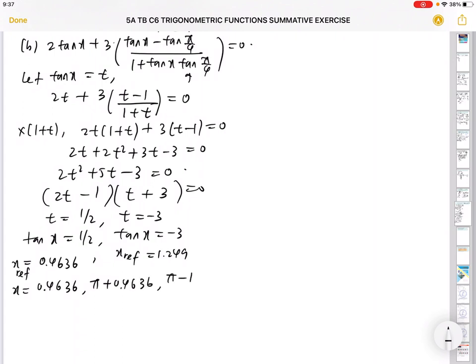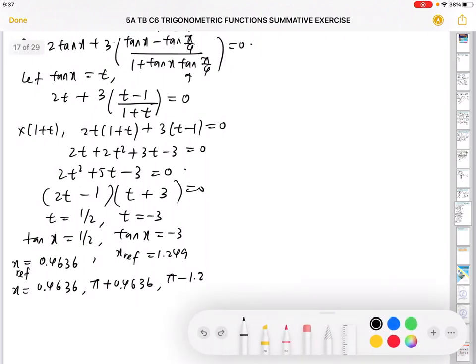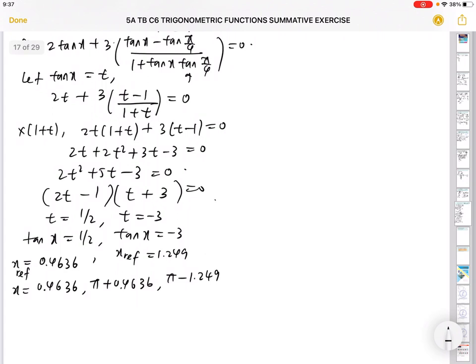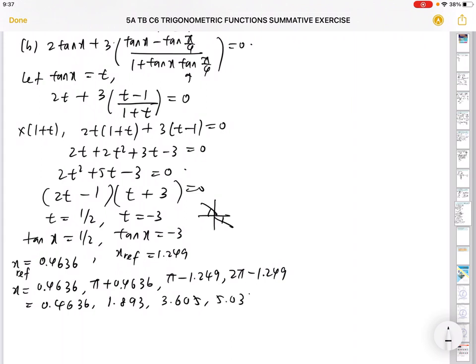So your final answer, now here I arrange a little bit. This one I write first, 1.893. Next one is 3.605, 5.034. There you go, 4 answers. Okay, all right. Next one.